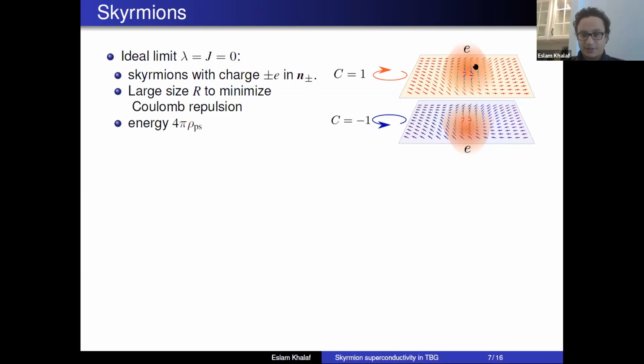These skyrmions, if there is no Coulomb interaction, then they can be of any size. There is a scale symmetry of the problem. If we add Coulomb interaction, then they would tend to be very large in order to minimize Coulomb. So they spread the charge over a very large area. In this case, their energy is given by some universal constant, that's 4 pi times the stiffness, the pseudospin stiffness.